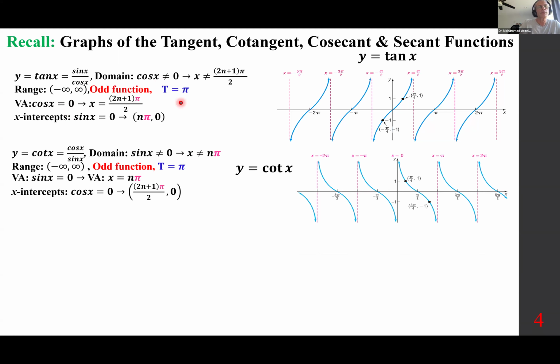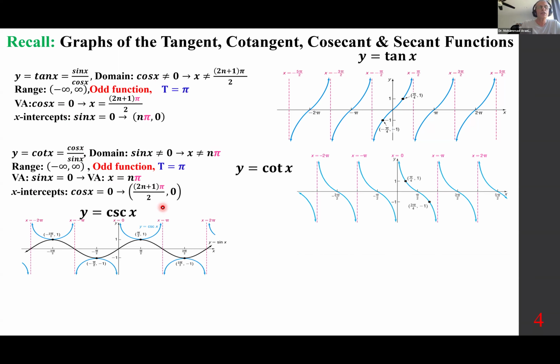Cotangent, notice, is cosine over sine, and we have the same period pi. So now, if you want the vertical asymptote, the denominator sine x equal to 0, x equals n pi. However, for the domain, x can't be n pi. The intercepts, where cosine is 0, are (2n plus 1) pi over 2.